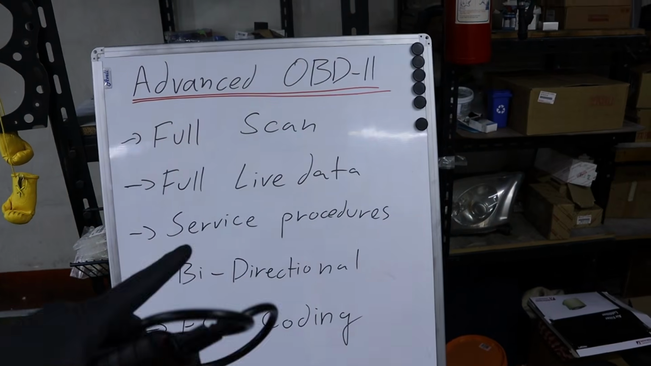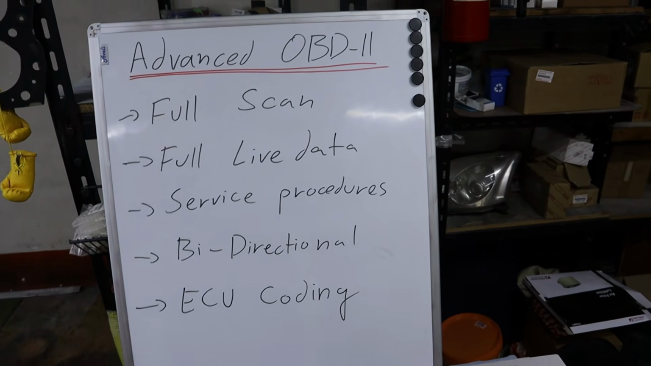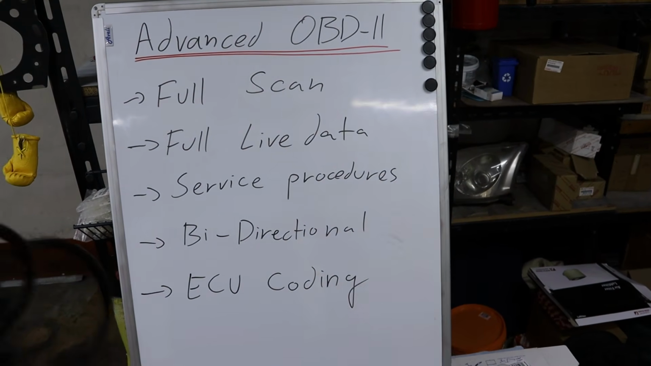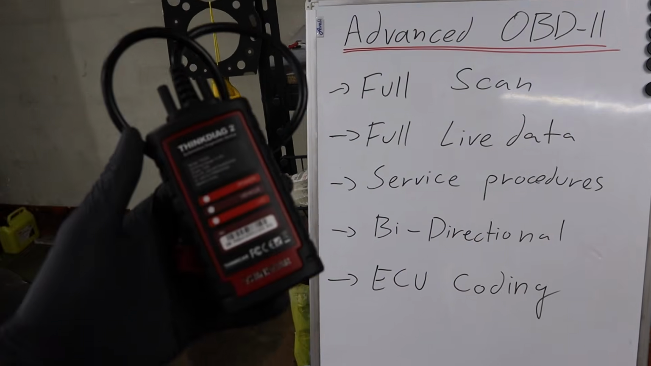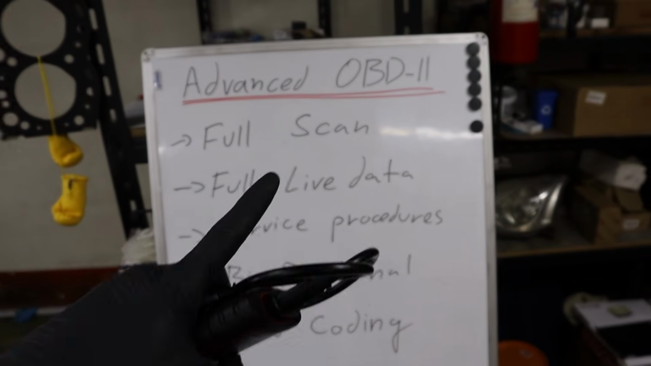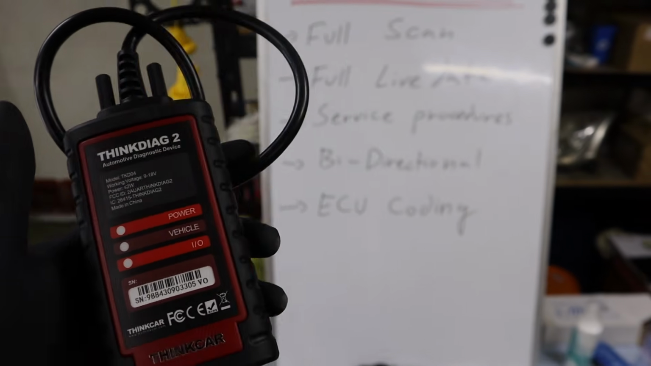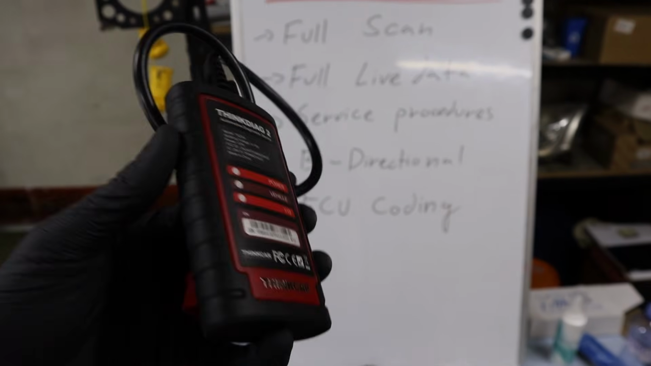So when you look at these functions, you are probably thinking that you would have to buy a scanner for $1,000 in order to use them, and that is completely false. For example, this ThinkDiag 2 costs less than $200 and it can do all of them. That is also why OBD2 is such a great system compared to OBD1. Much more functionality, less money paid.